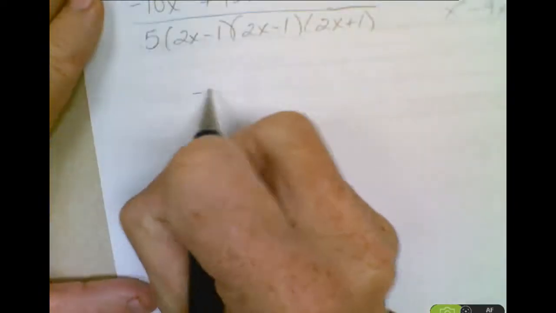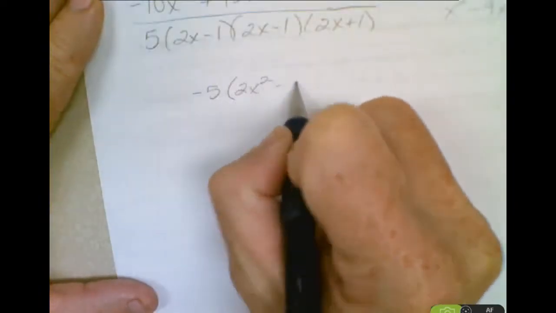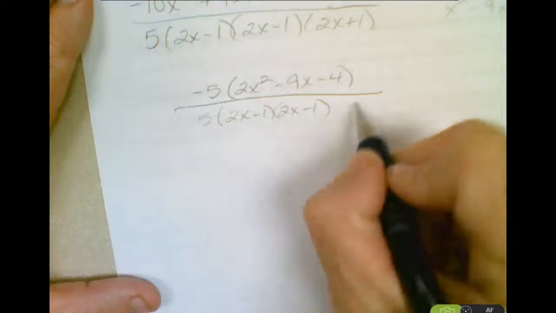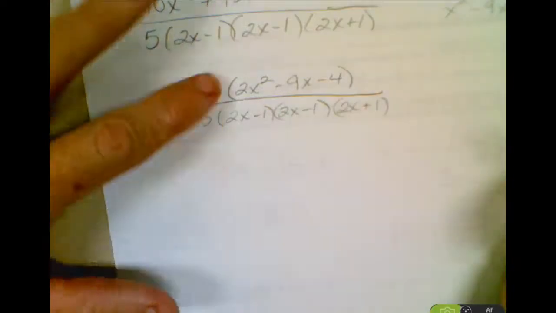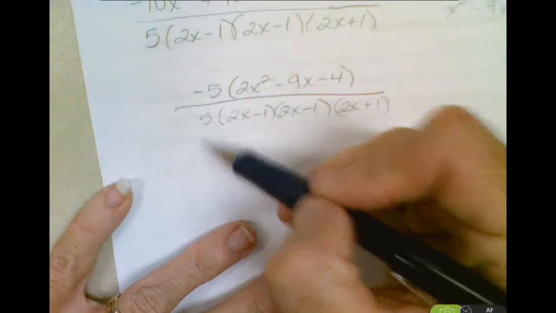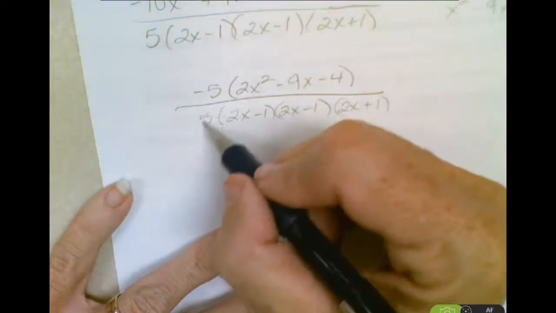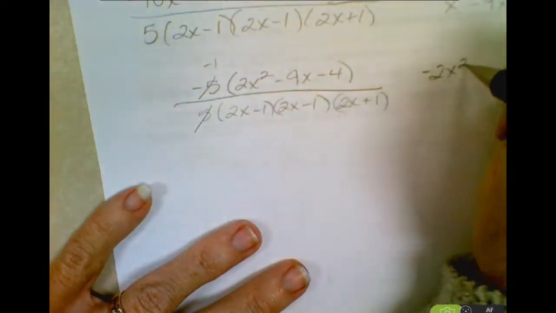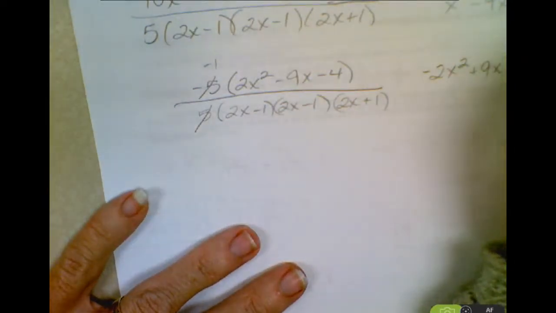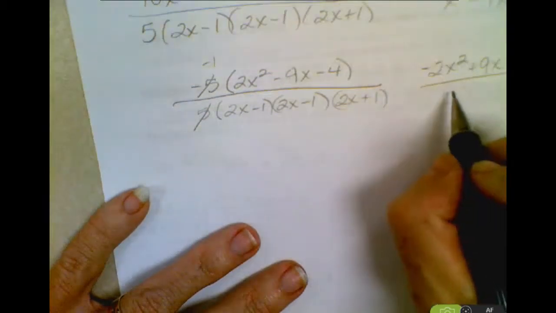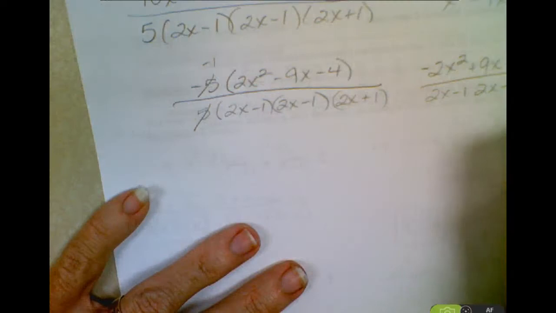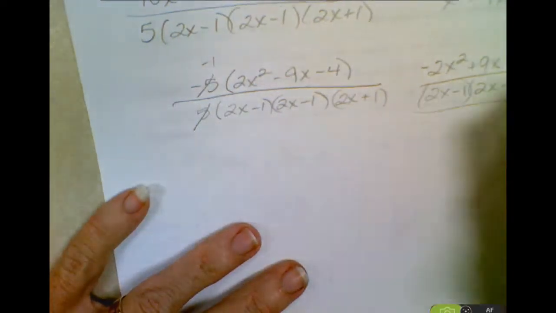So I've got negative 5 times 2x squared minus 9x minus 4 over 5 times 2x minus 1, 2x minus 1, and 2x plus 1. So the only thing really I can factor here is my 5s. So that's going to be 5 and a negative 1. So if I were to multiply all that out, I would get negative 2x squared plus 9x plus 4 all over 2x minus 1, 2x minus 1, and 2x plus 1. And that'd be your answer.